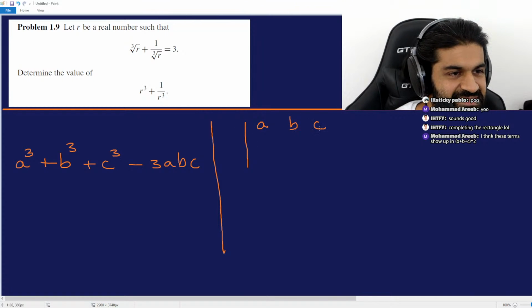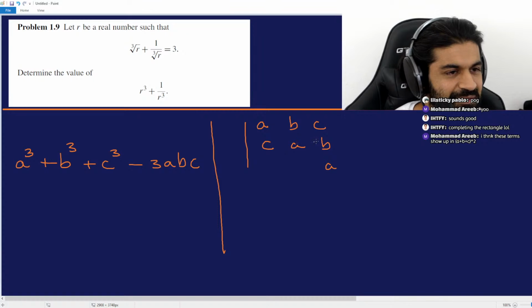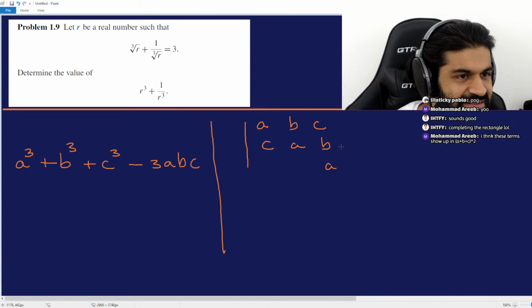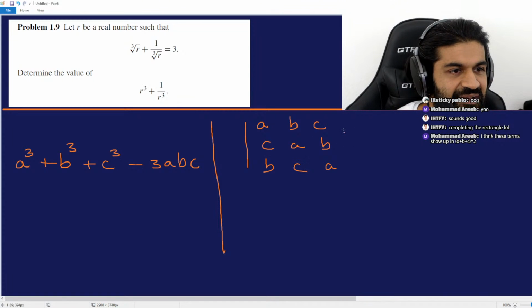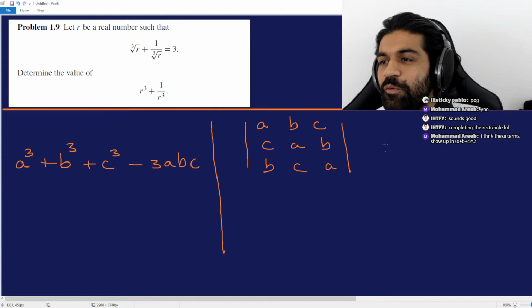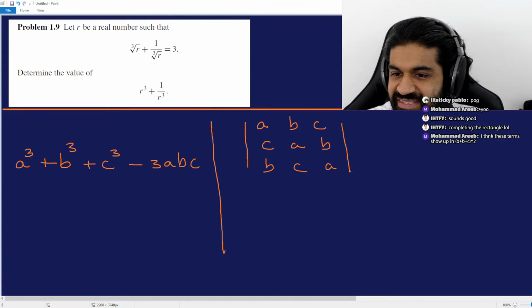You just do ABC, like A, B, C, A, B, and then A. Hold on. So I'm going around. So this would become B, C, A. Okay. What would the determinant of this matrix be?